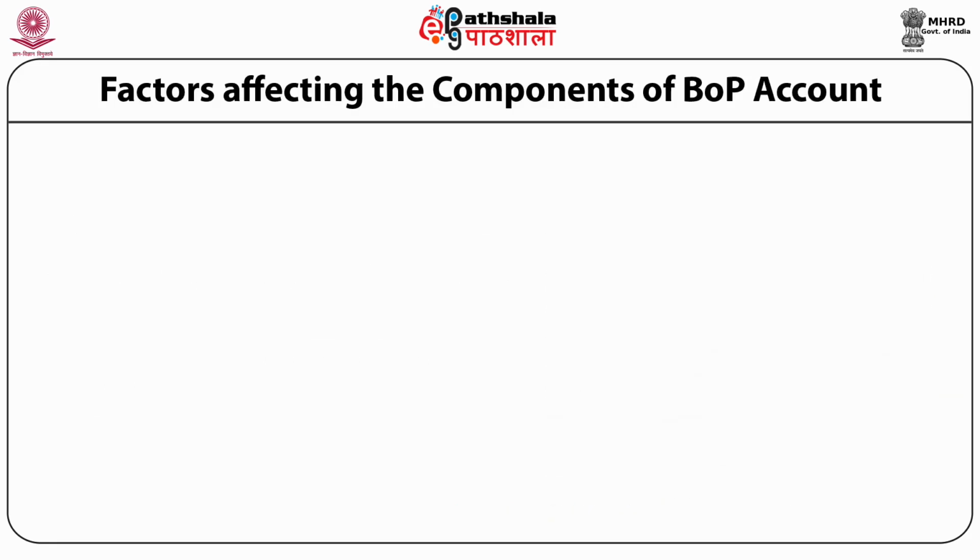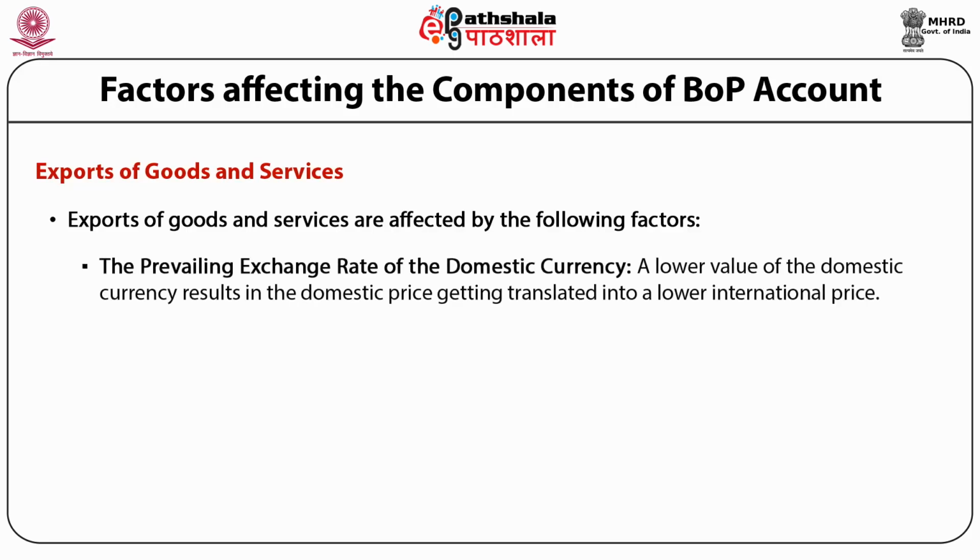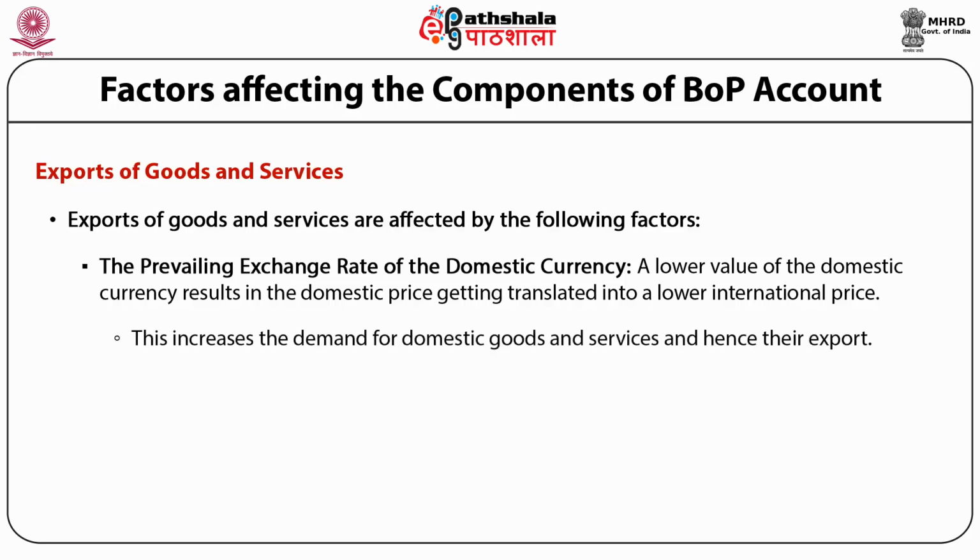Factors affecting the components of BOP account. Exports of goods and services. Exports of goods and services are affected by the following factors: the prevailing exchange rate of the domestic currency. A lower value of the domestic currency results in the domestic price getting translated into a lower international price. This increases the demand for domestic goods and services and hence their export. This is likely to result in a higher demand for the domestic currency. A higher exchange rate would have an exactly opposite effect.